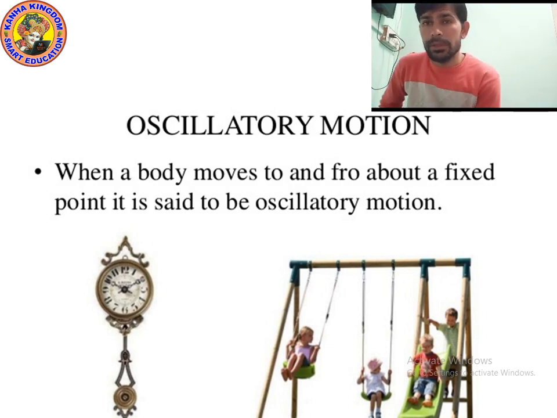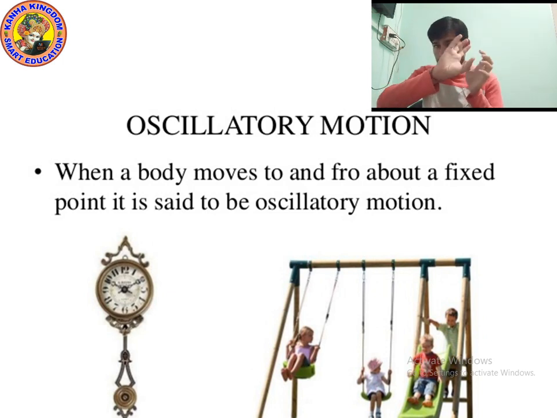Now let's talk about rotatory motion. When any body undergoes translatory motion in such a way that its parts cover different distances, they also move round and round. Rotatory motion is a motion in which all the parts cover different distances in a given time.